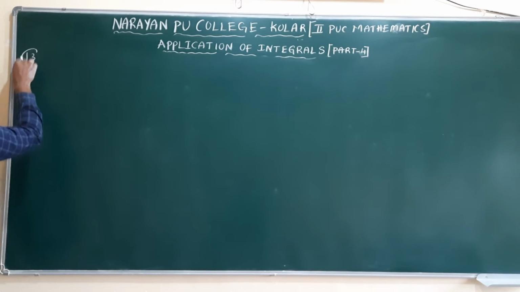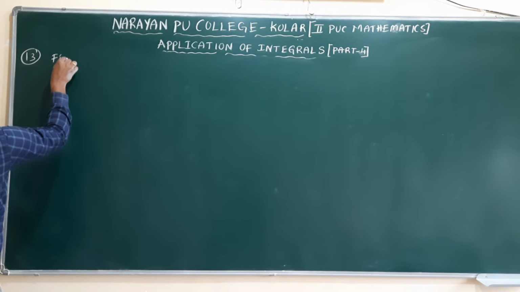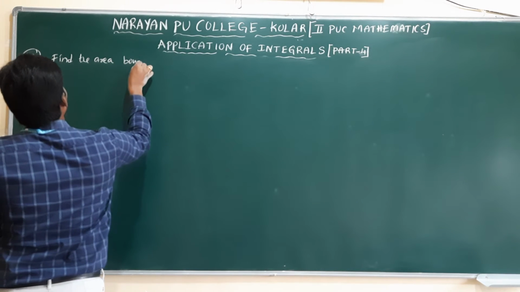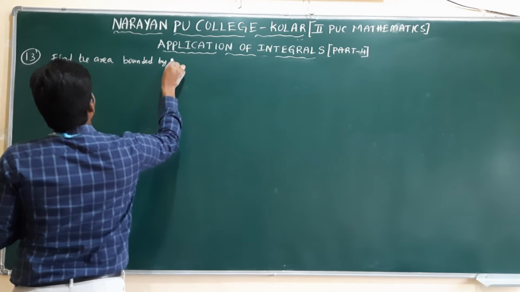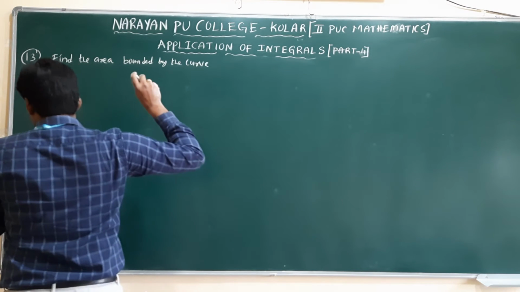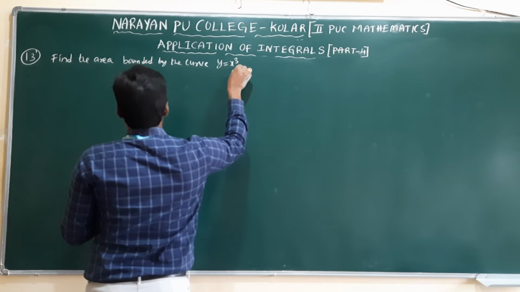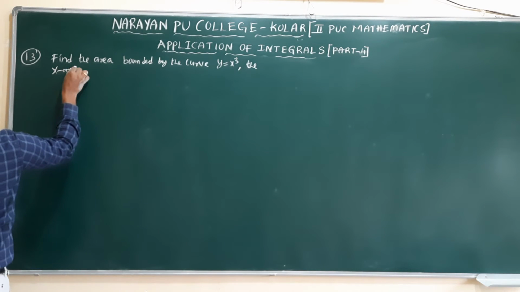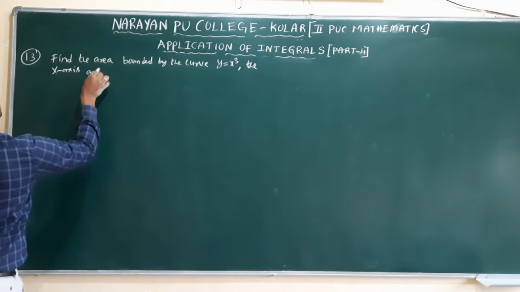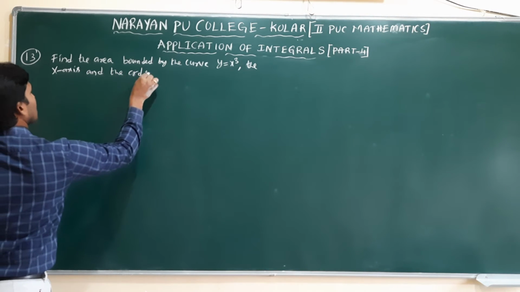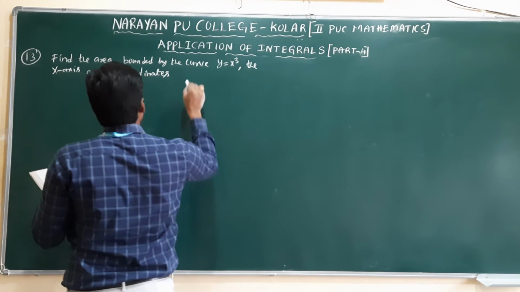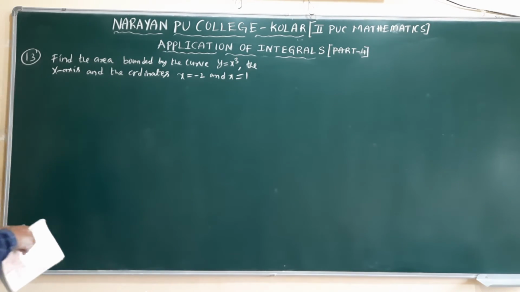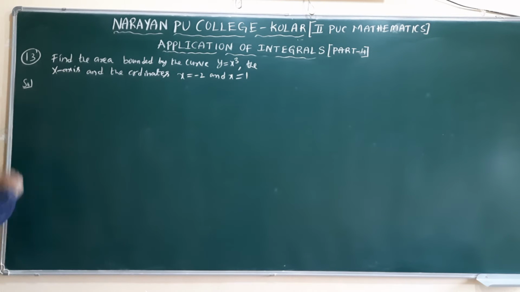Next, the 13th one. Find the area bounded by the curve y equal to x cube, the x-axis and the ordinates x equal to minus 2 and x equal to 1. Now y is equal to x cube, we don't know the graph actually. But drawing is very easy.